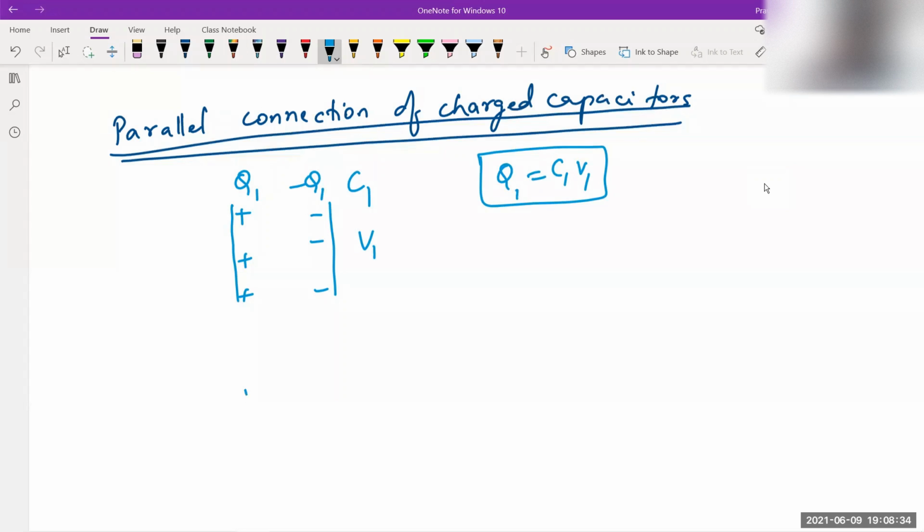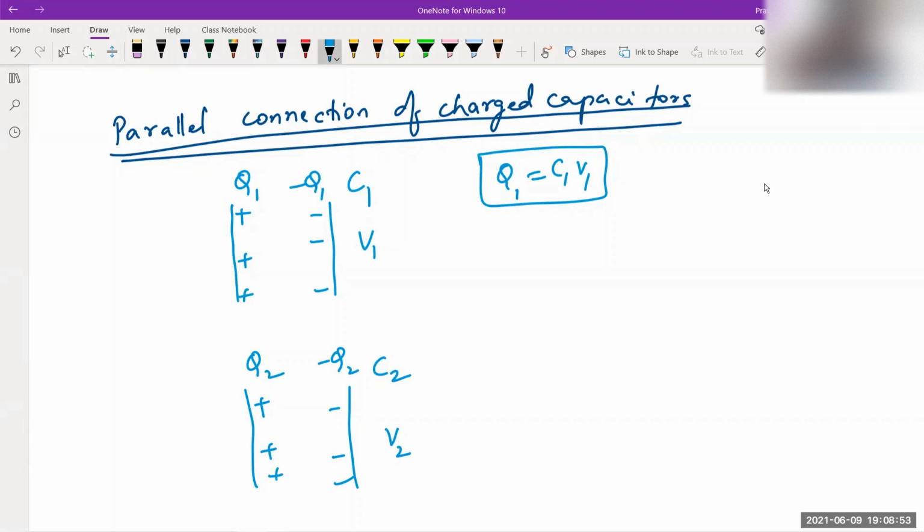Now, I also have another capacitor which has value C2. It is charged with a potential V2, and the battery is disconnected now. And you can say it has charges Q2 and minus Q2. So these capital letters denote the initial charges on them.